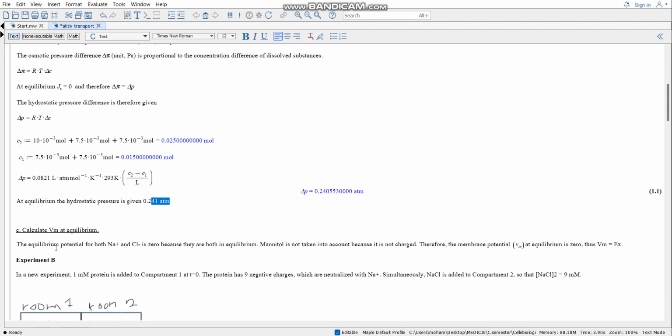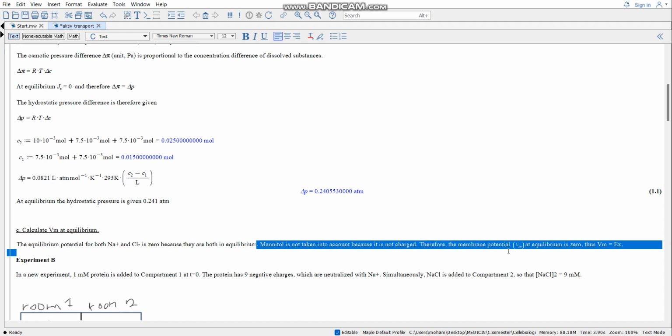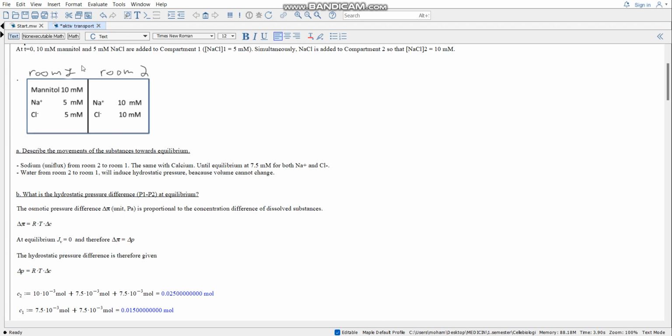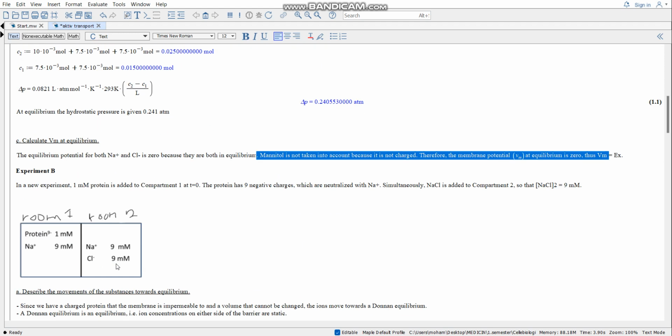Now they want us to calculate the membrane potential at equilibrium. Remember that the equilibrium potential for both sodium and chloride is 0 because they are both in equilibrium. And mannitol is not taken into account because it's not charged. Therefore, the membrane potential at equilibrium is 0, right? Because sodium and chloride are both at equilibrium. We don't take mannitol into account.